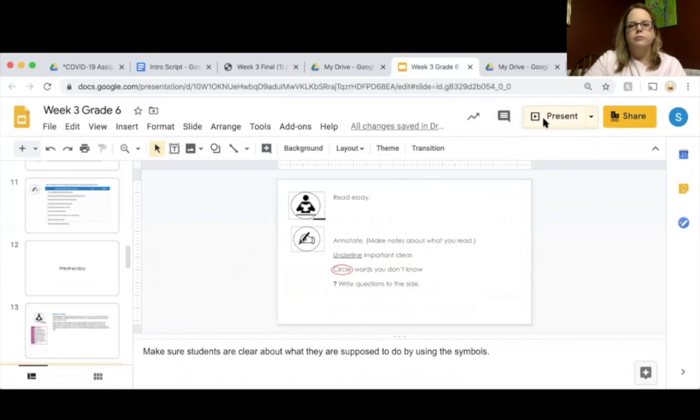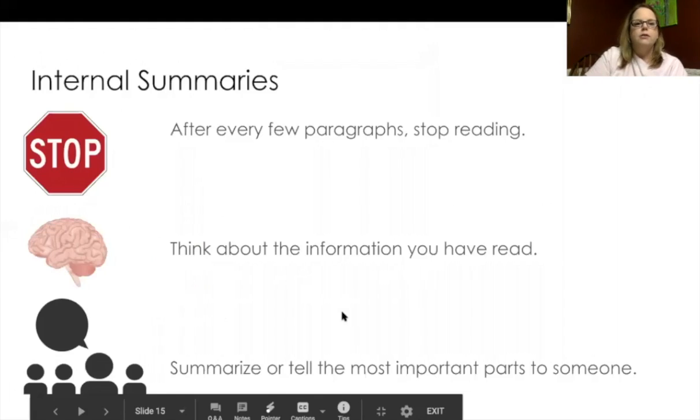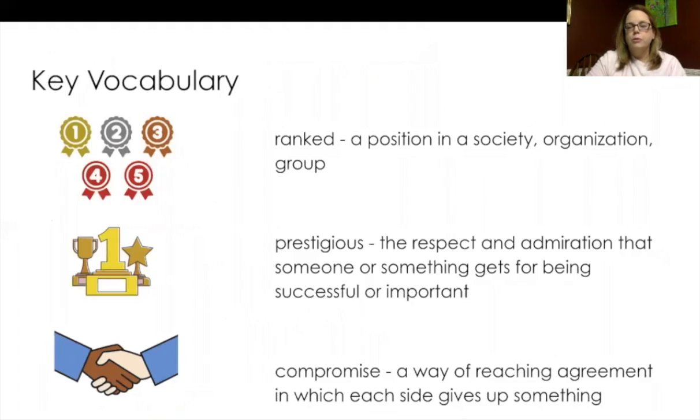Now, I'm going to go slowly through these slides just for a second because I have some vocabulary in here that you might be interested in, where I went ahead and gave you the definitions of some vocabulary such as procedures, supplement, efficient, ranked, prestigious, and compromise. Okay, now I don't want to go over all those words, but you might want to go back and look at them if you really didn't know what those words meant, so that you could reread the article again knowing what those words are now.